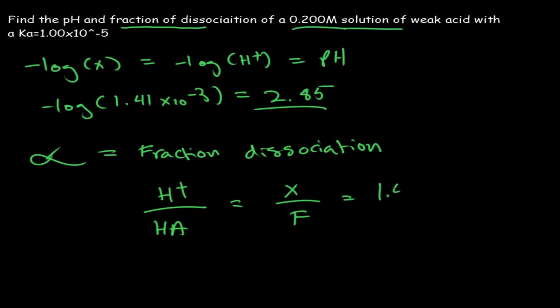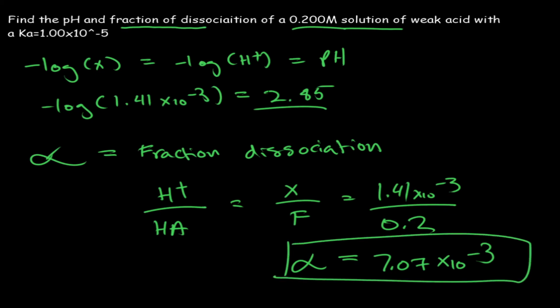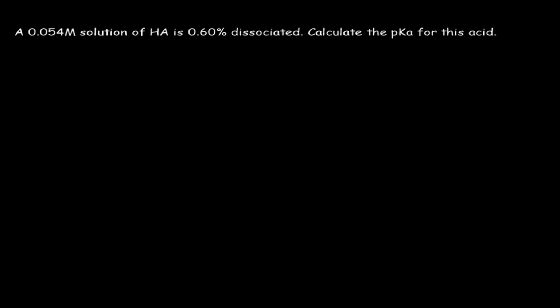And so this would be 1.41 times 10 to the negative 3, and our HA concentration was 0.2, and we get a fraction, an alpha value of 7.07 times 10 to the negative 3. And so this would be our fraction of dissociation, and our pH would be 2.85. So let's move on to our next question.